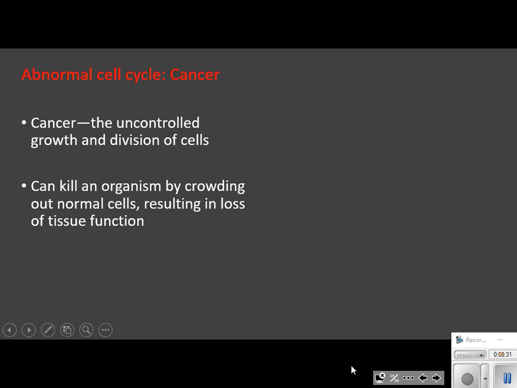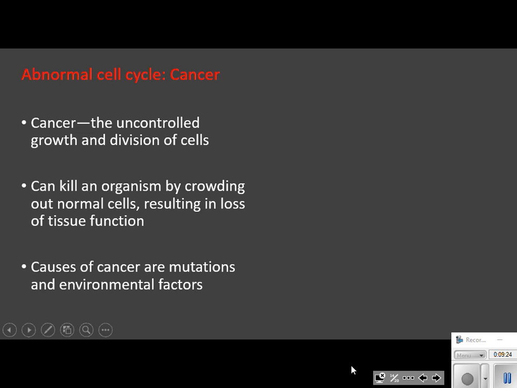It can kill an organism by crowding out normal cells, resulting in the loss of tissue function. It can crowd out the normal cells, causing a loss in the function of the tissue. Causes of cancer are things that we call mutations, and we can also have environmental factors that cause cancer.